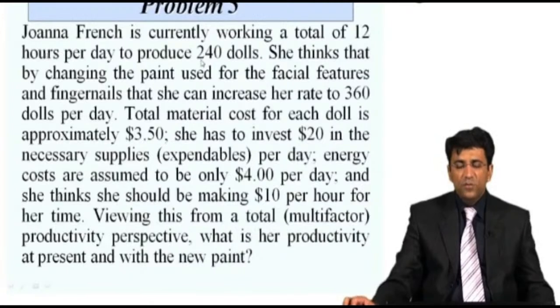What sort of inputs will be used? One input is labor hours, that is 12 multiplied by 10. Another input is material cost. So we will multiply 3.5 by 240, because this is the per unit cost, and if we produce 240 dolls, the total cost for these dolls will be equal to 3.5 multiplied by 240. Another input is supplies cost, which is $20. Now this is per day. Again, energy cost is $4. Again, this is per day cost.